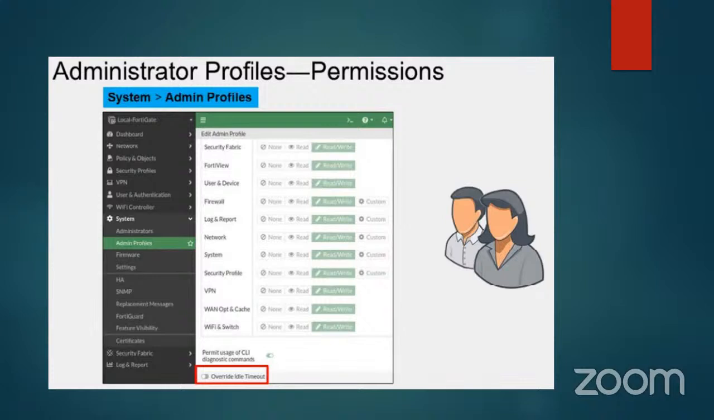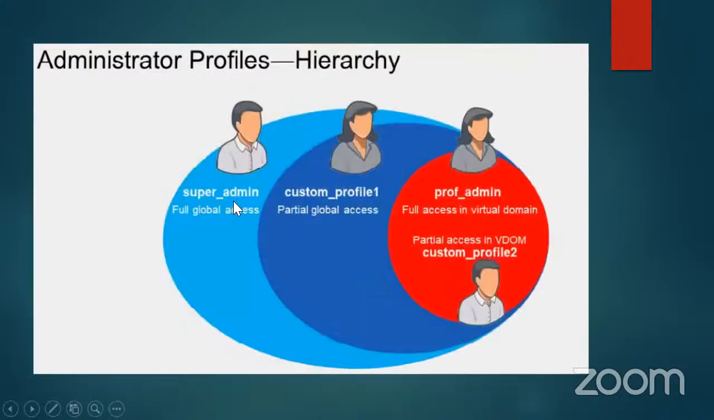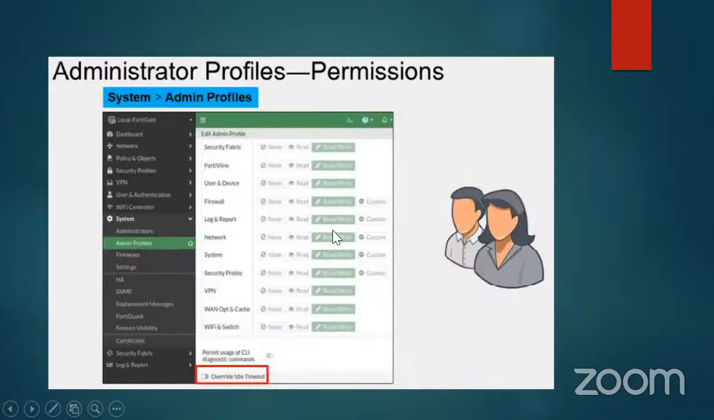Number one is the super admin user, because like I said, this is a Linux operating system, so that hierarchy will be followed. So what is that hierarchy? The super admin, which will have the full global access. Then there would be a custom profile. If you want, you can create this. By default, it won't be there. Then usually it's the prof admin. Prof admin is someone who has the complete access of one particular VDOM. So if you want to make changes and you don't have read and write access, you will not be able to configure anything on FortiGate. You will need to have super admin credentials in order to make the changes in the FortiGate. And these are the read and write permissions. Okay.